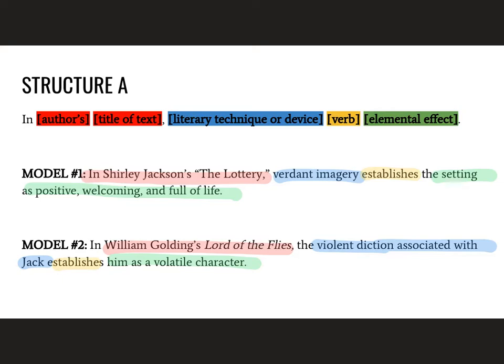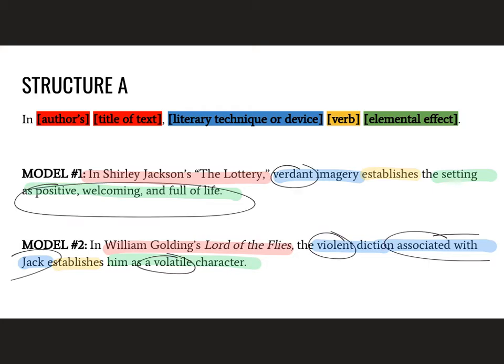Now, something I want to draw your attention to is that both of these topic sentences are nice and specific, and this is important. Everything I've circled further specifies the argument that's being made in the topic sentence. So while in Model 1, we know we're talking about imagery impacting setting, the student has gotten a lot more specific and pointed out what kind of imagery and how it's impacting the setting. Similarly, in model number 2, we know that we're talking about a pattern of diction and characterization. But we get to learn more specifically that the student is making an argument about violent diction that's associated with a particular character and how that violent diction associated with that character makes them seem particularly volatile.